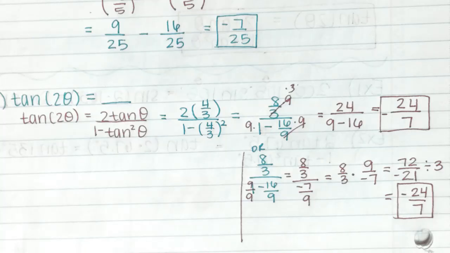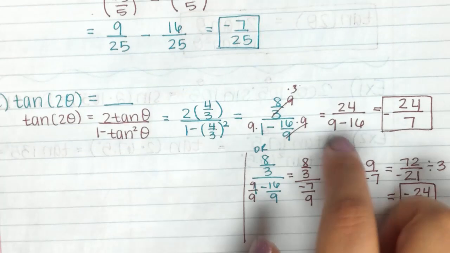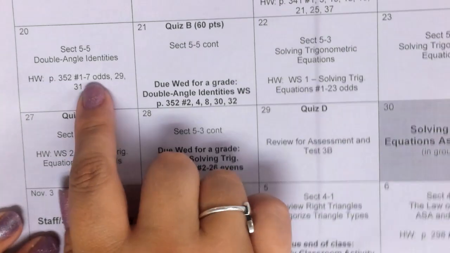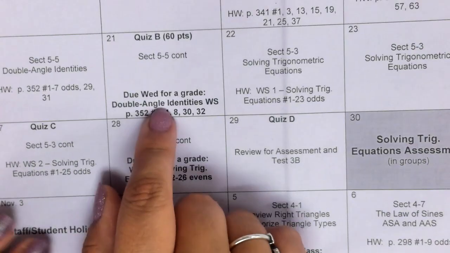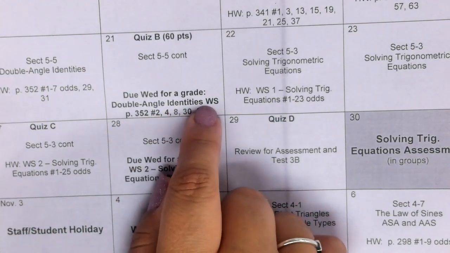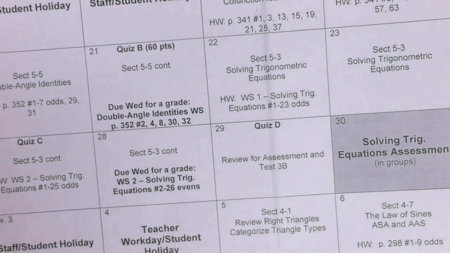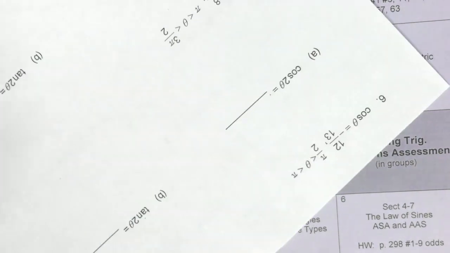Okay, that is it for my lesson today. For the rest of the class period, you are going to be working on your homework. If you look at your calendar, and again, you can choose one of these ways. You don't have to do both. If you look at your calendar, we're right here on the 20th. On Wednesday, you have due this double angle identities worksheet. The sub's going to pass that out right now. All of it is due. It doesn't just say evens. So all 7 problems are due.